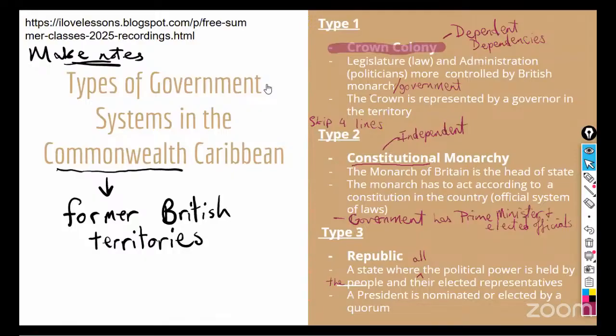What is meant by the monarch has to act according to the constitution? It means that if the Constitution has written in it a law that all children must attend school, the monarch cannot pardon or excuse some parents from sending their children to school, right?